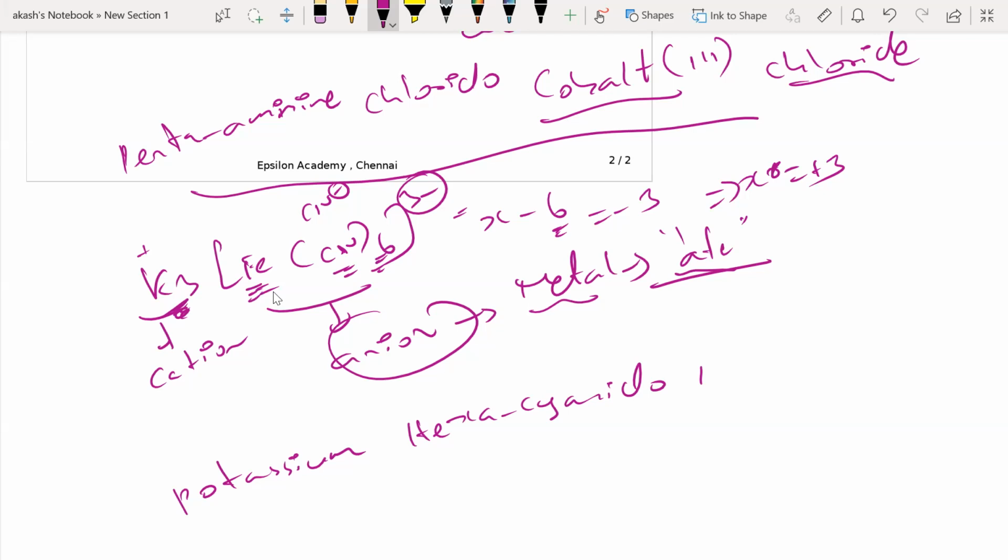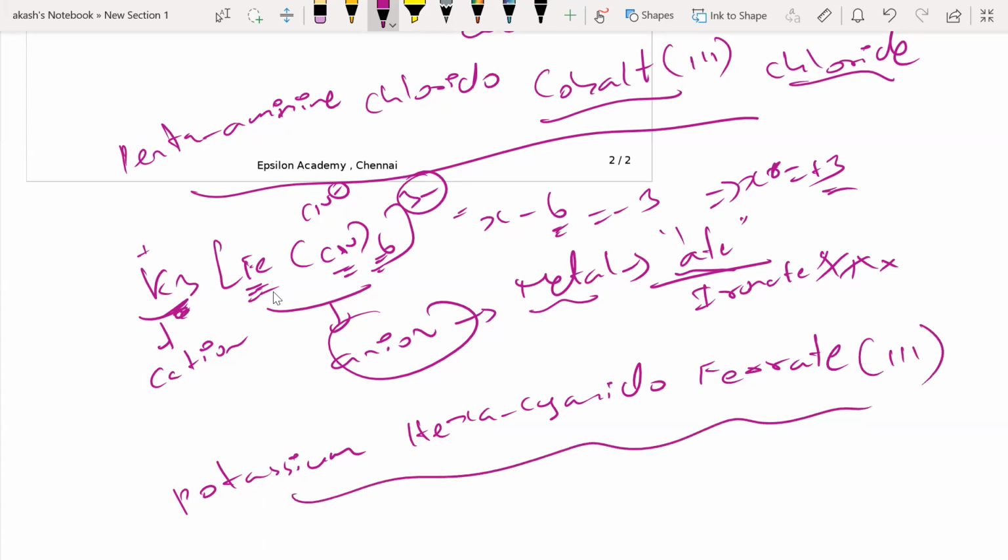Now how do we write this? For iron, we cannot write ironate. That is absolute stupidity. We should write ferrate. Hexacyanidoferrate, and the oxidation state is +3. That is how you must name this compound: potassium hexacyanidoferrate(III).